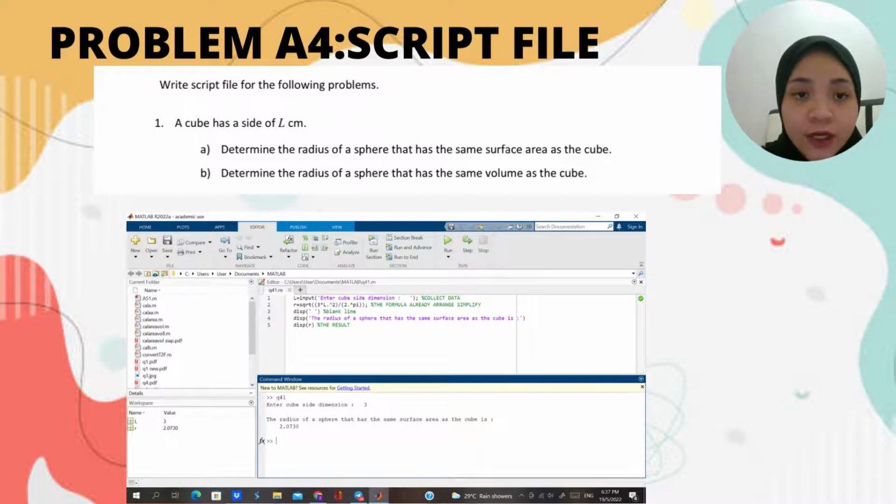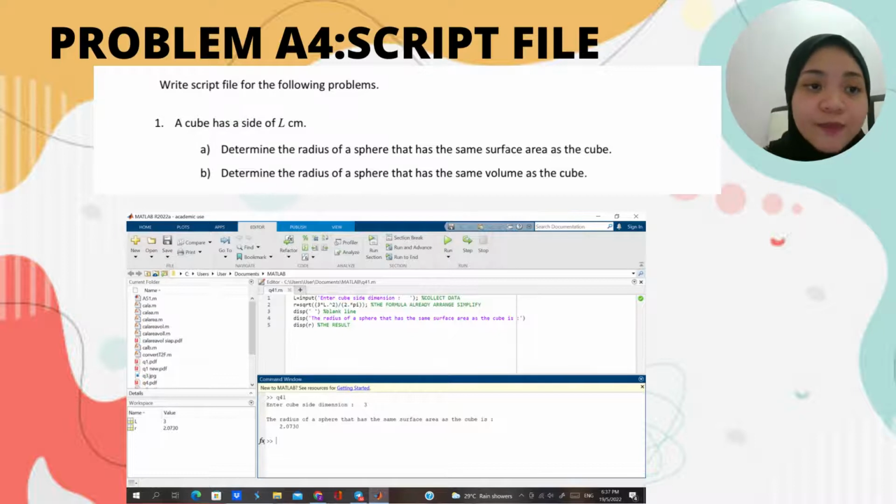And then type the formula already arranged, simplified. And then press enter, type display to the blank line, and then press enter again, type display, and then type the radius of a sphere that has the same surface area as the cube is, which is the question. And lastly, type display r, the result.